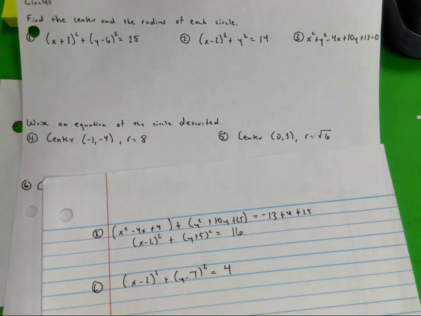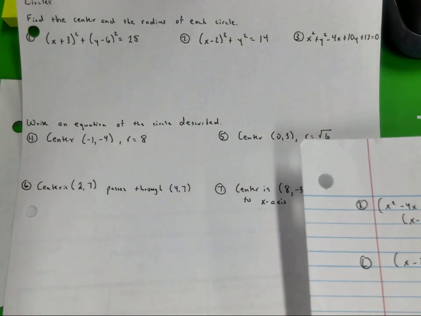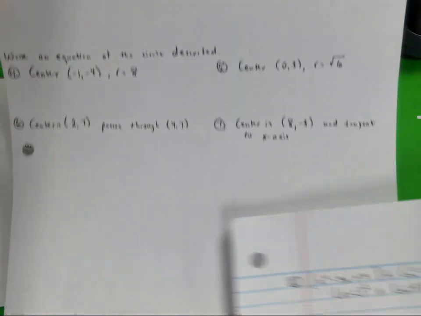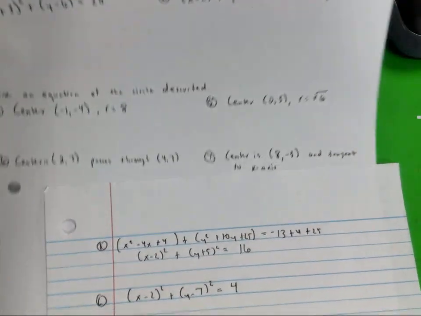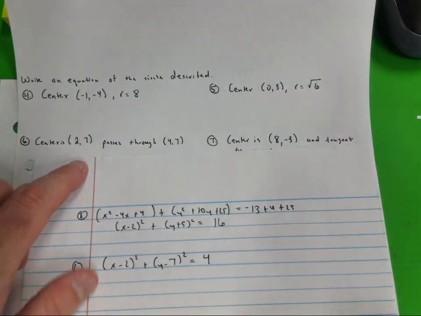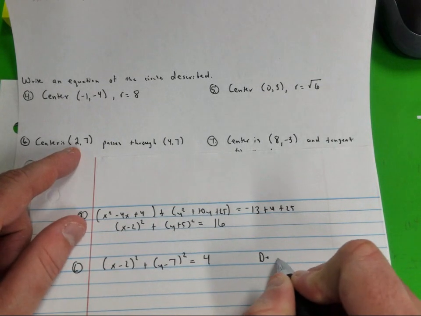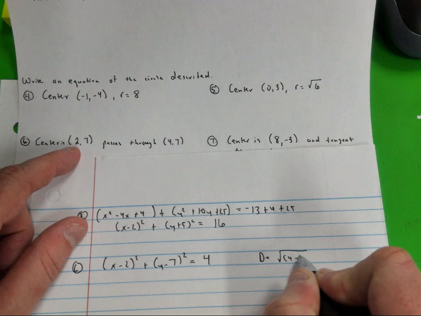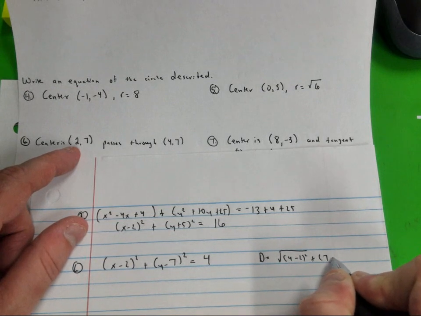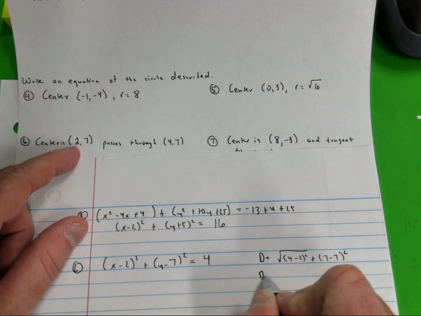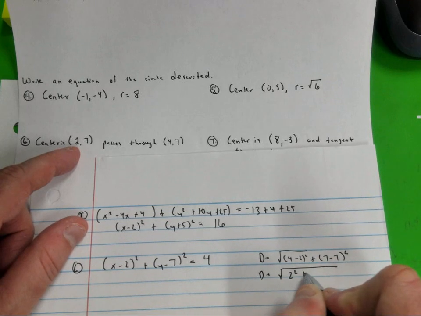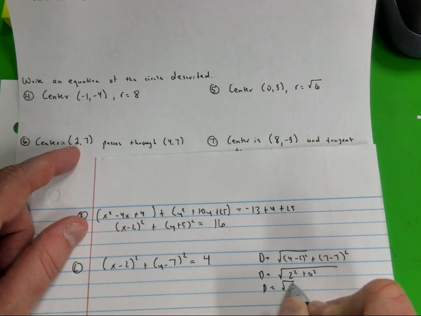If you use the distance formula, yes, you could. For more complicated ones you could do this. Let me show. You could do distance equals the square root of (4 − 2)² + (7 − 7)². You get 2 squared plus 0 squared. It works every time.